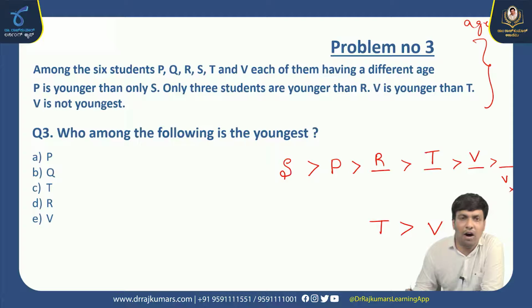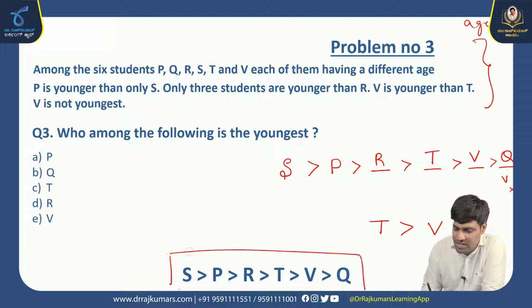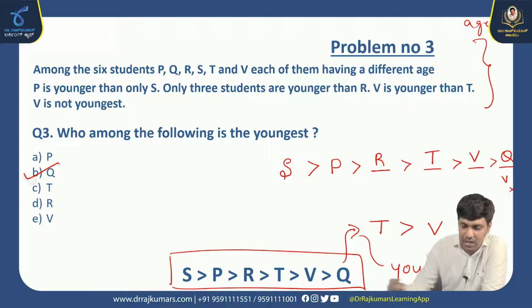We have filled 5 positions, but we still require 1 position. That 1 position will be filled by Q. They are asking who among the following is youngest. As per the sequence, the youngest position is held by Q. So the right option is B.